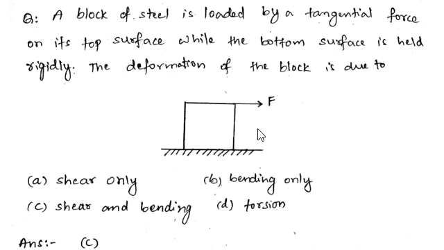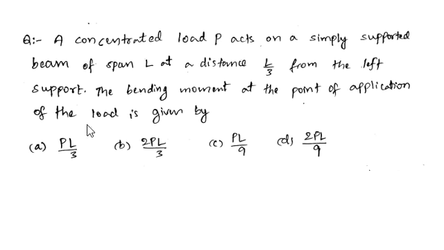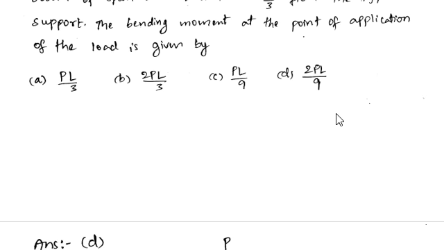And if you see the next question, a concentrated load P acts on a simply supported beam of span L at a distance of L by 3 from the left support. I'm repeating the question. A concentrated load P acts on a simply supported beam of span L at a distance of L by 3 from the left support. The bending moment at the point of application of the load is given by, and here different options are given, and here the answer is option D.